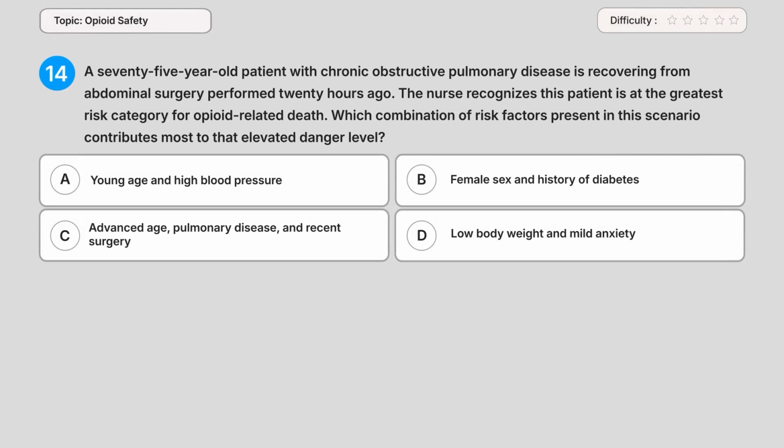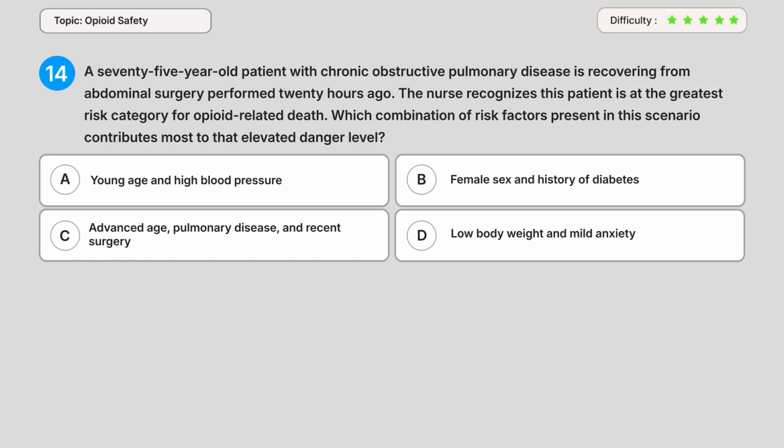14. A 75-year-old patient with chronic obstructive pulmonary disease is recovering from abdominal surgery performed 20 hours ago. The nurse recognizes this patient is at the greatest risk category for opioid-related death. Which combination of risk factors present in this scenario contributes most to that elevated danger level?